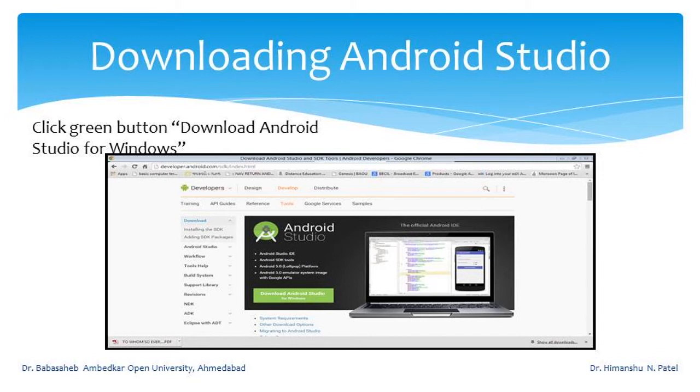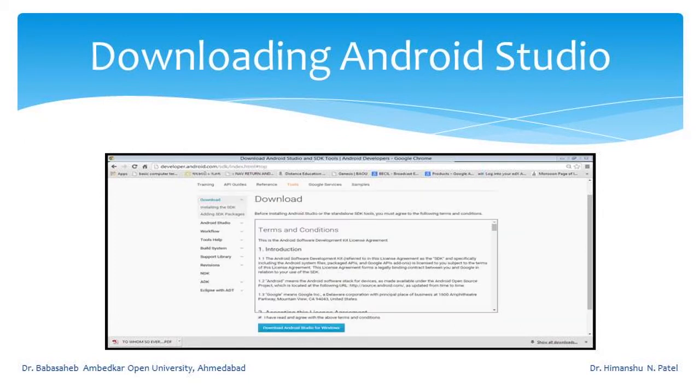So, when you type this URL, it will show this screen, and you have to press this green button with the caption Download Android Studio for Windows. When you click this button, it will start downloading Android Studio. Then you have to click the agreement, and then you can download Android Studio. You have to accept the terms and conditions at the bottom, and then press the blue button with the caption Download Android Studio for Windows. Now, it will start downloading Android Studio for Windows.